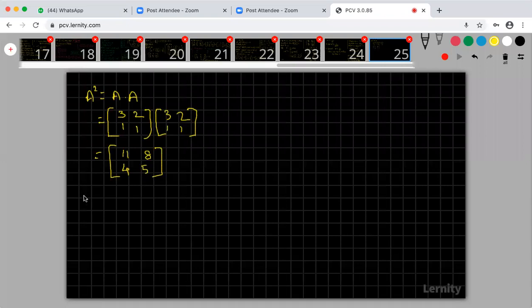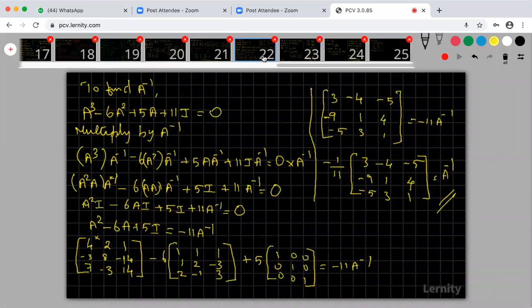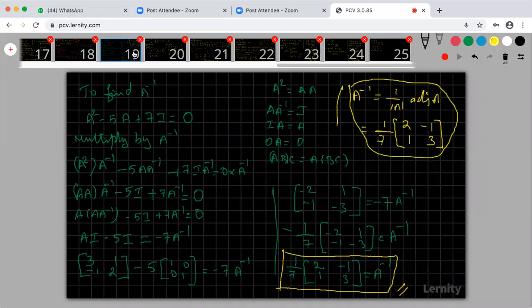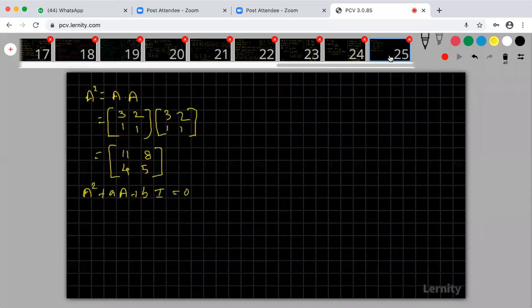Now what is given? A squared plus aA plus bI equal to 0. But look at the earlier problem: there we were proving A squared minus 5A plus 7I equals 0, taking the left hand side and proving it is the zero matrix. But in this one, no need to prove that because the zero matrix is already given. So you have to find out the values of a and b.